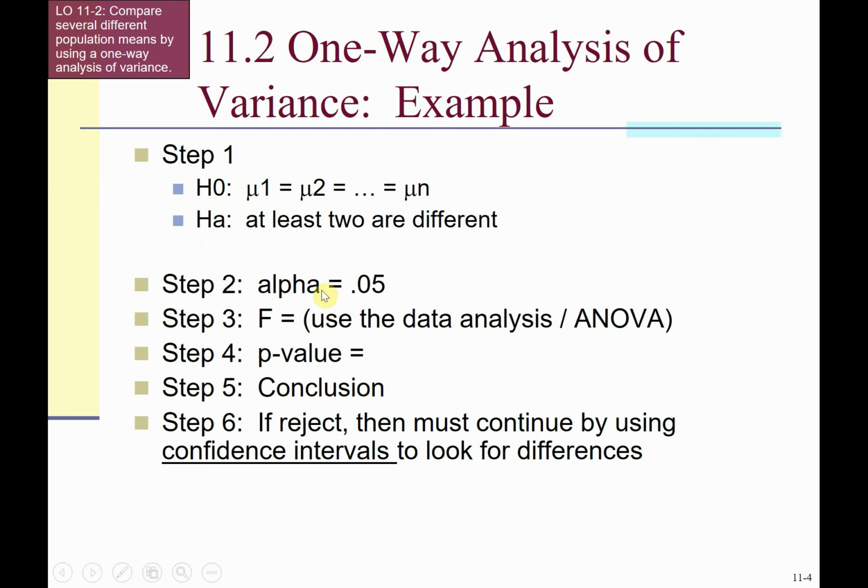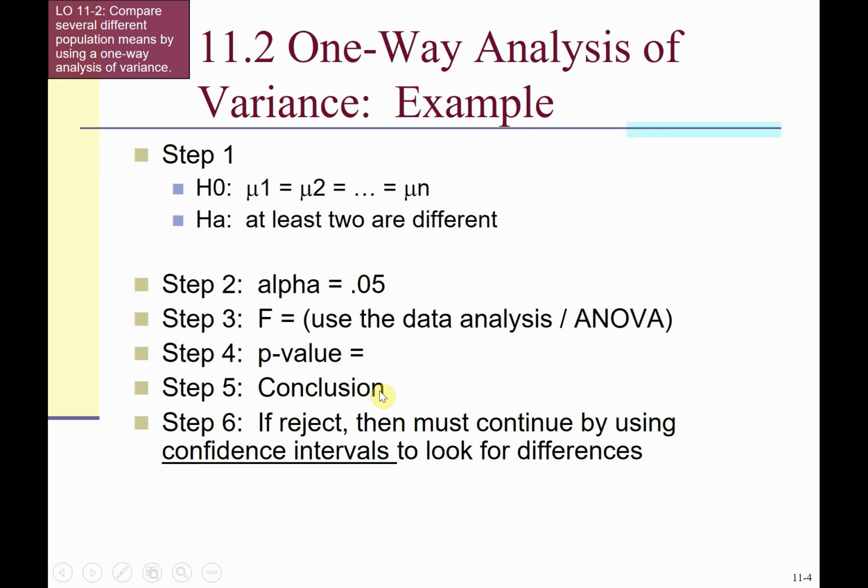We set our alpha. We calculate F. How are we going to calculate F? We're not going to do this by hand or calculator. We're going to use the data analysis add-in and use the ANOVA, which will also give us the p-value. From that, we'll have a conclusion.